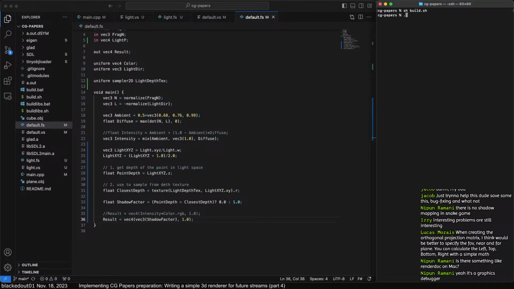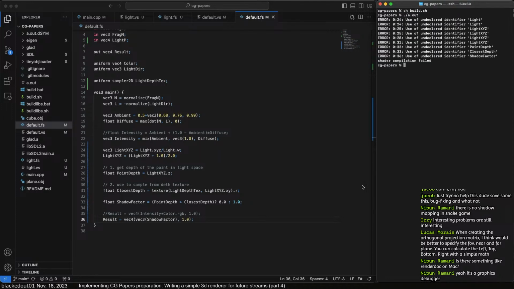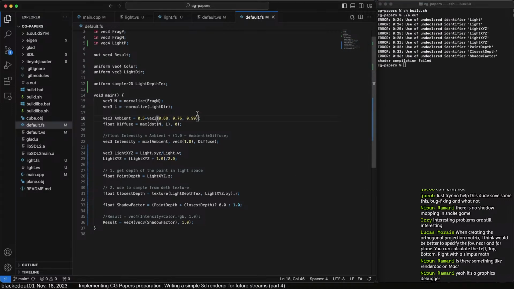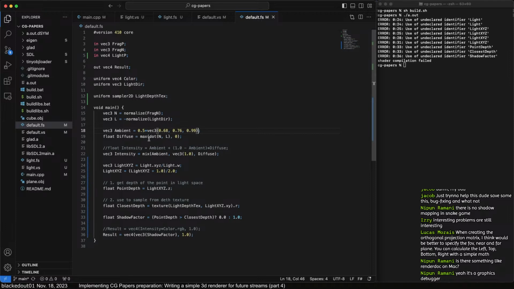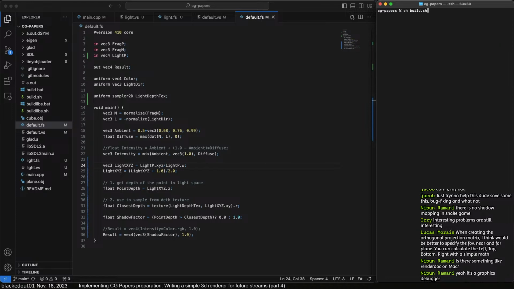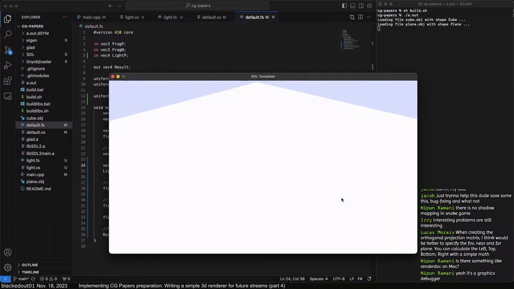Let's see if I made a mistake. Okay, light P. Okay. And it didn't work.